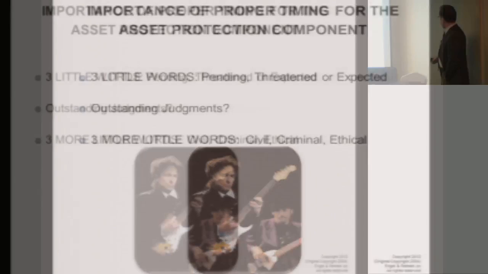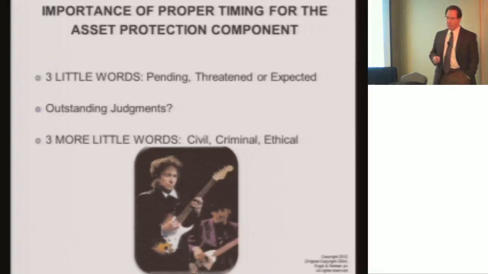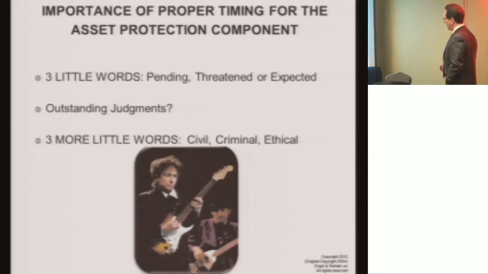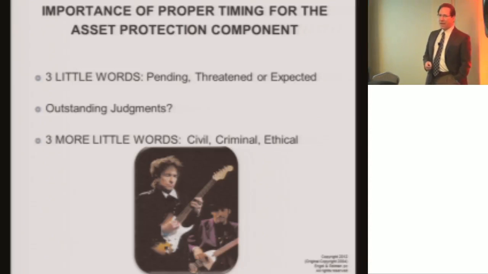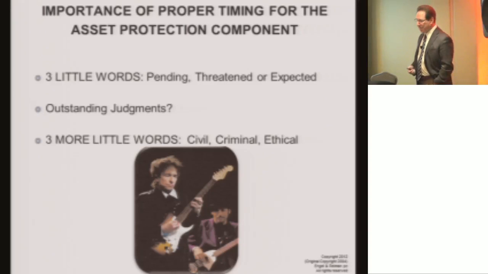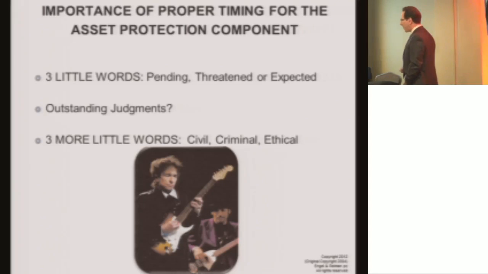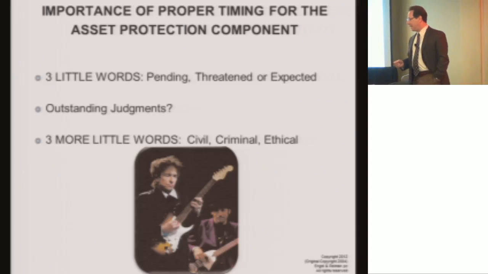So the importance of proper timing for the asset protection component and staying on the right side of that civil law consideration. I don't mean civil law as in types of legal systems, I mean civil law as in civil lawsuits. A few little words to keep in mind: pending, threatened, or expected. If the client has something pending, if the client has something threatened, or even just expected, right?